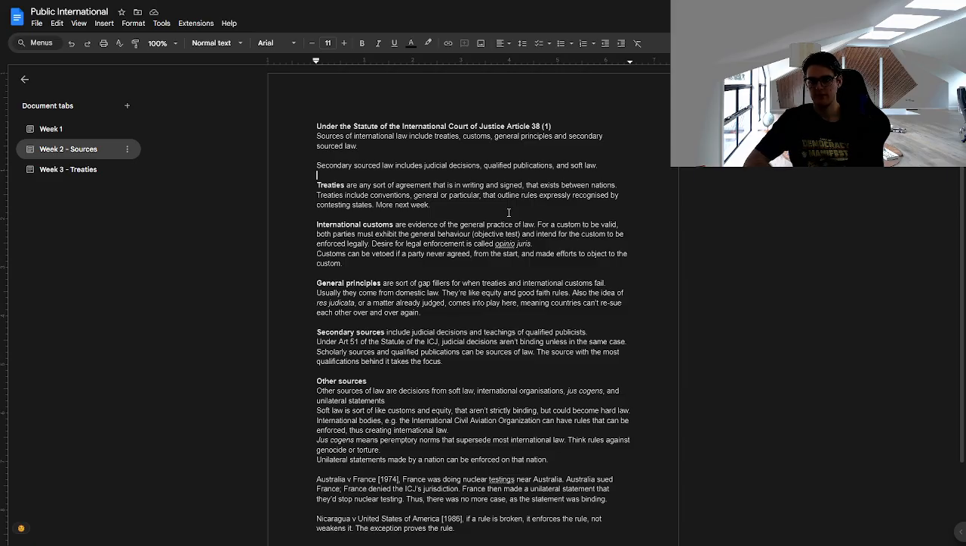Treaties can be closed or open. They can be between 2 parties or between as many parties as you like. And they can have different names. So they can be called conventions, they can be called agreements, and I'm sure they can have other names, I just can't think of any at the top of my head. But yeah, that's what a treaty is, kind of like a contract between 1 or more countries.